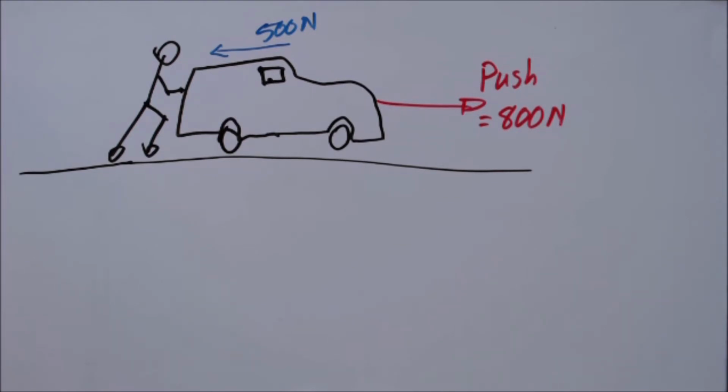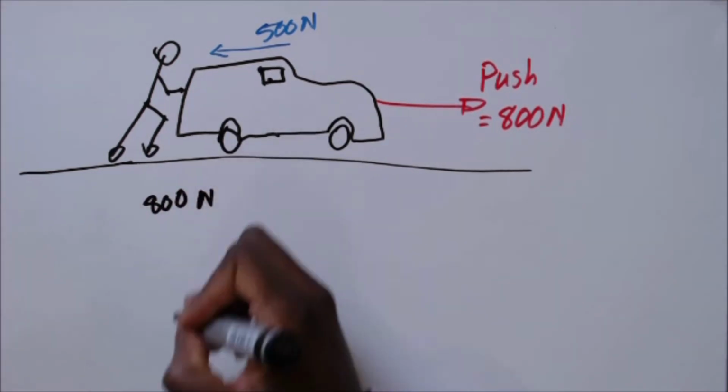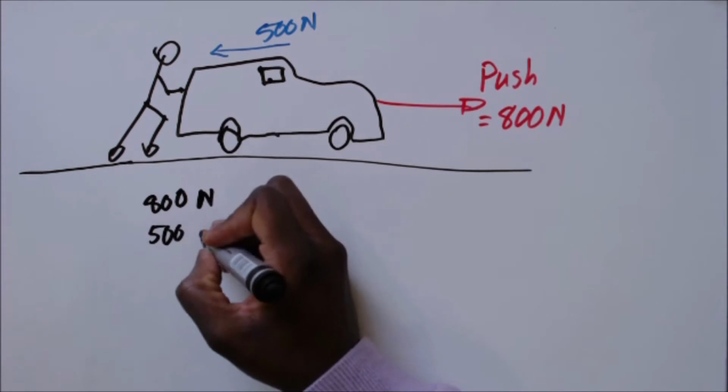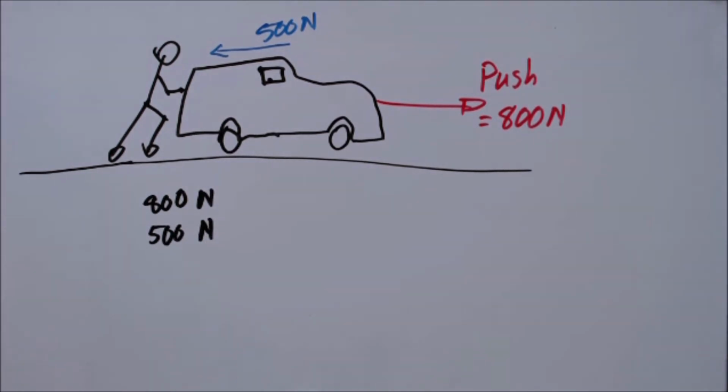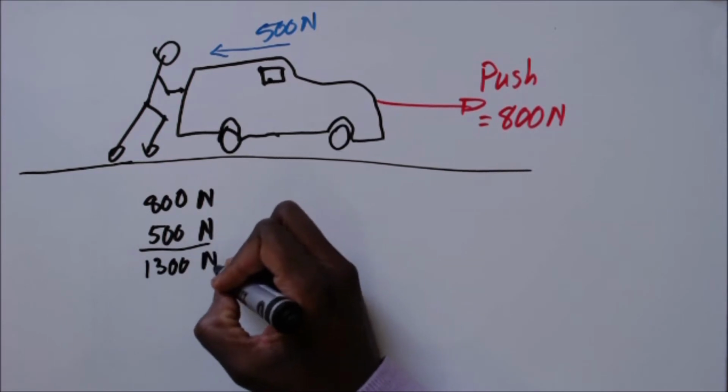And force is a vector. When we add those forces together, we are adding 800 newtons to 500 newtons. But you can see intuitively that the result is not going to be a simple addition of 800 plus 500, which would give us 1,300. If this was a scalar addition, then we would simply say 800 plus 500 gives us 1,300, so that would be 1,300 newtons.